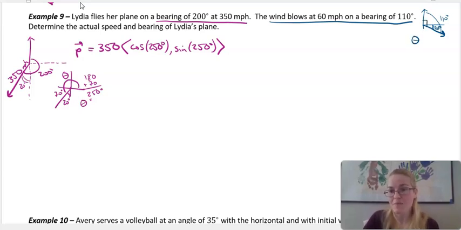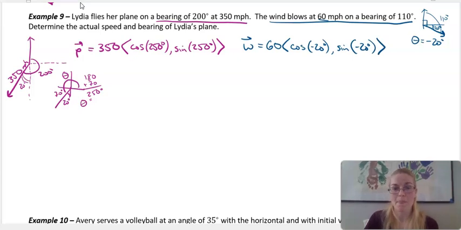So here, I'm going to be lazy, and I'm just going to call the direction angle negative 20 degrees. Rather than saying that's 360 minus 20 is 340 degrees, I could say that if I wanted to, but I'm just going to say the direction angle for my wind is negative 20 degrees. And the magnitude is 60, so that's going to be 60 times cosine of negative 20 degrees, 60 times sine of negative 20 degrees.